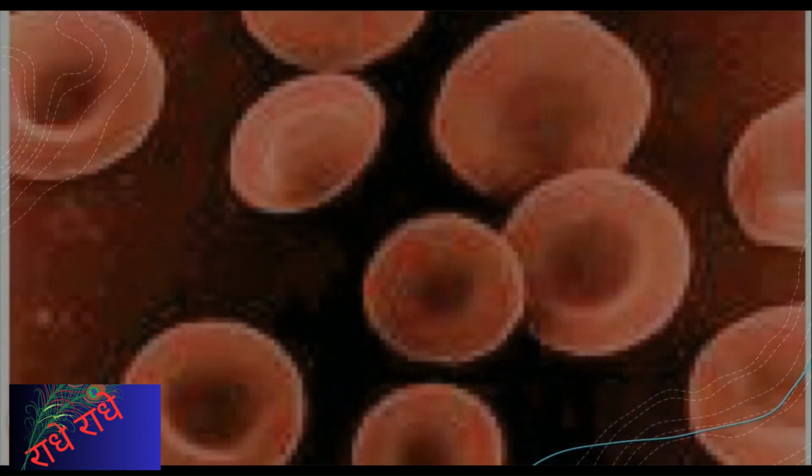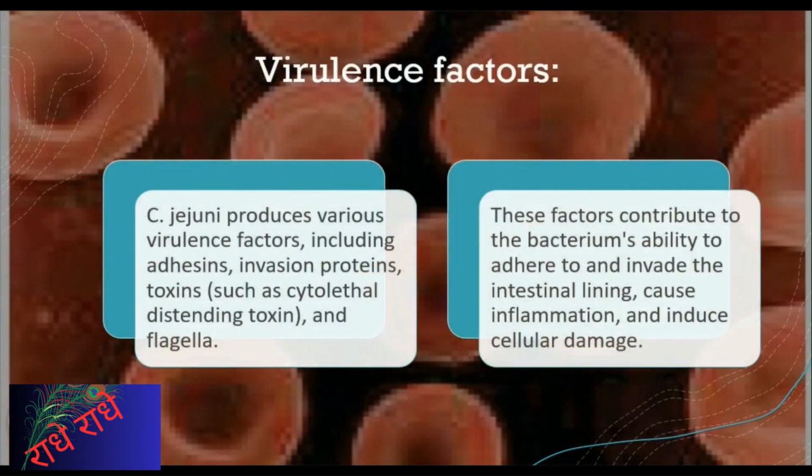The slide looks at the various virulence factors Campylobacter jejuni produces to cause disease. This includes adhesins, invasion proteins, the cytolethal distending toxin, and flagella. These components allow the bacterium to attach to and make its way into the intestine, produce an inflammatory response, and cause cell damage.